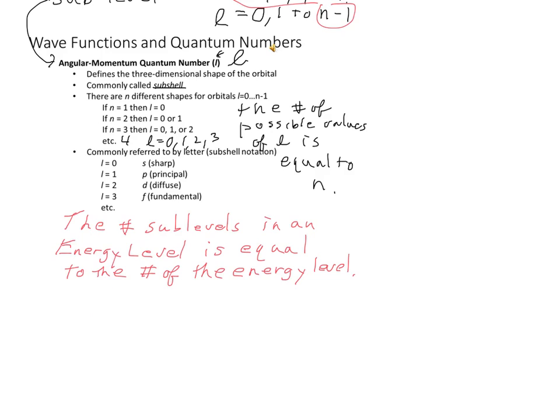So if L equals 4, we would also refer to that as a G. If L equals 5, we'd refer to that as an H. However, in nature, we only find S, P, D, and F. Let's tie this together a little bit. So we have our principal quantum number, and our principal quantum number defines our energy level.